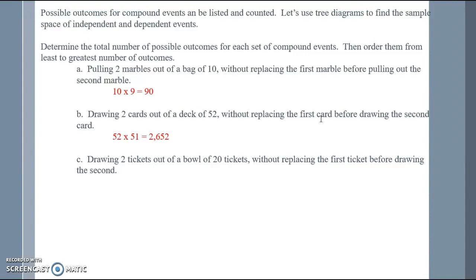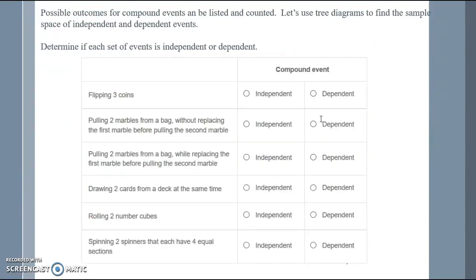Drawing 2 tickets out of a bowl of 20 tickets without replacing the first ticket. So I started with 20 tickets. I took one out and I only have 19 left. So I have 380 options. Notice that the phrase "without replacement" is key here. These are all dependent events simply because without replacing, one choice affects the second choice. Take a moment to pause the video and determine if each set of events is independent or dependent.